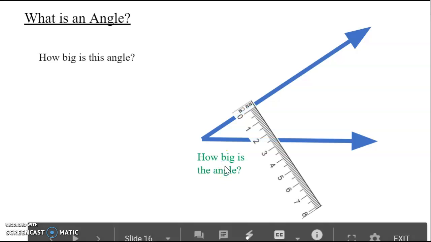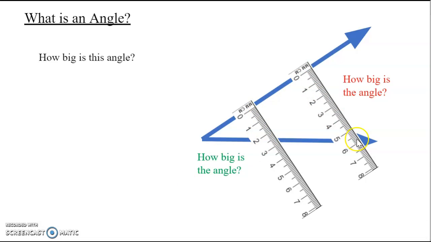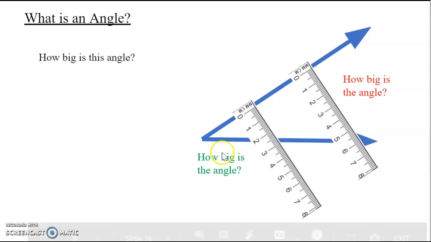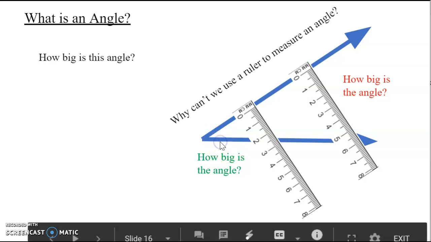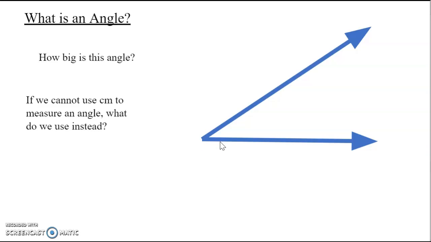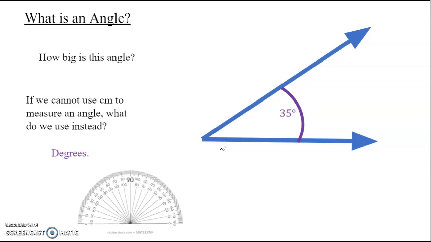Well, if I measure from here, it's going to be like 2.5 centimeters. If I measure from out here, this is going to be 6 centimeters. So depending on where I measure from, if I just use the ruler, I am going to get different measurements. Okay, we can't have that. So what do we need to do? We need to use degrees instead, using a protractor.